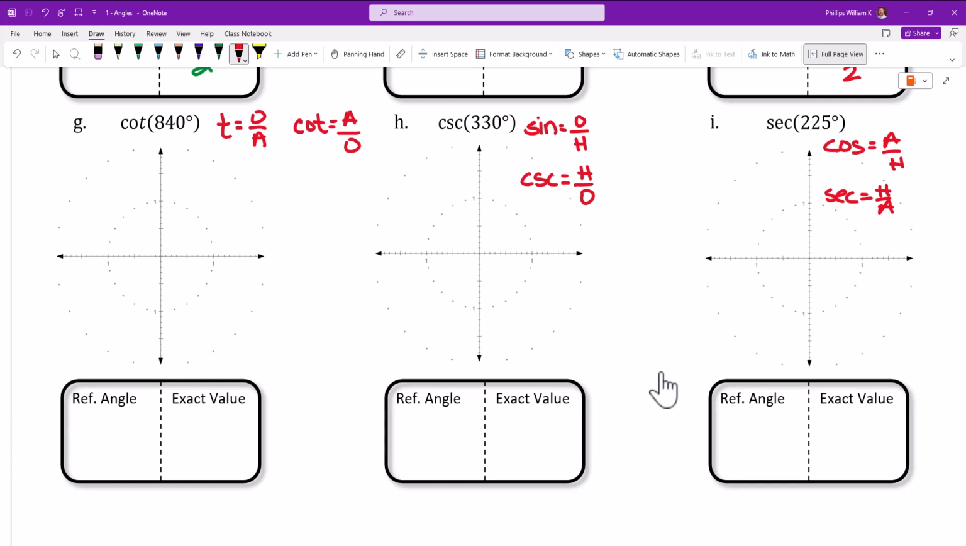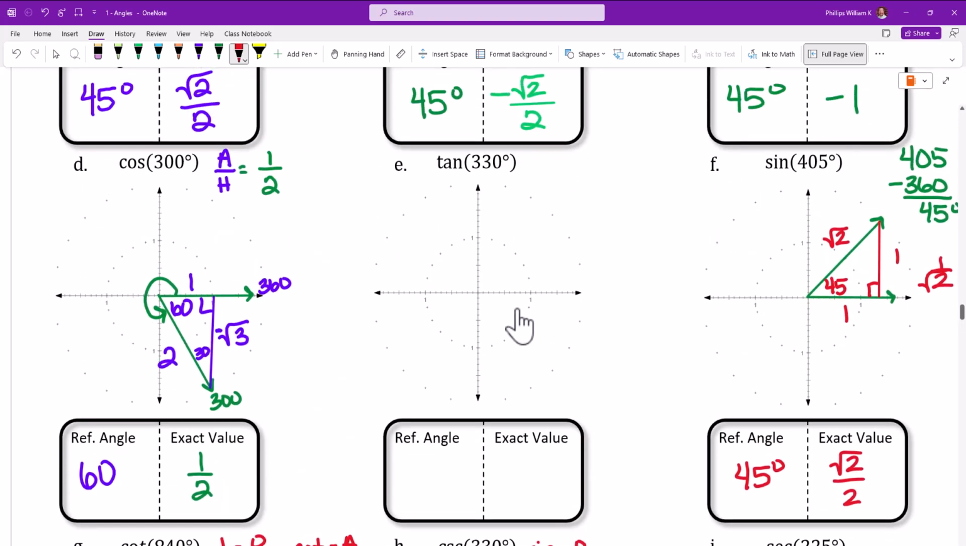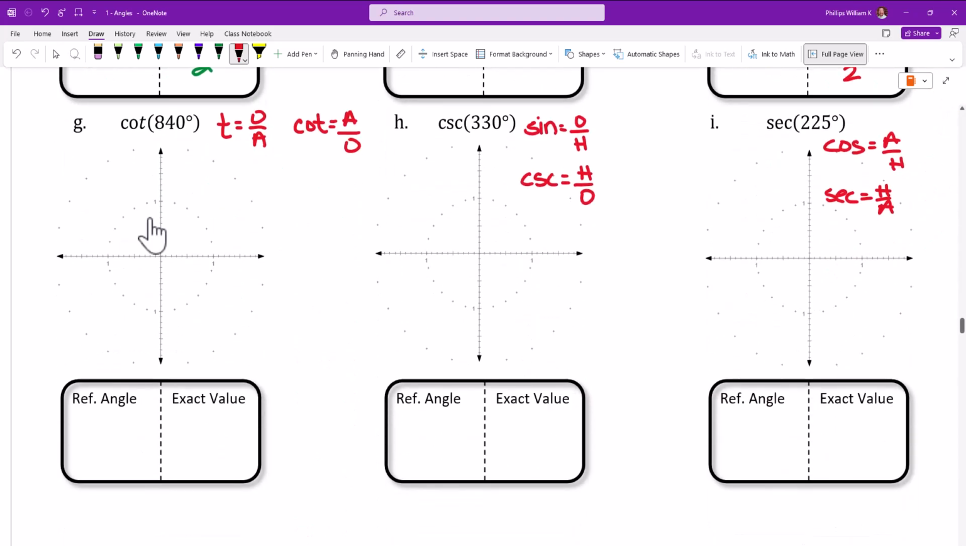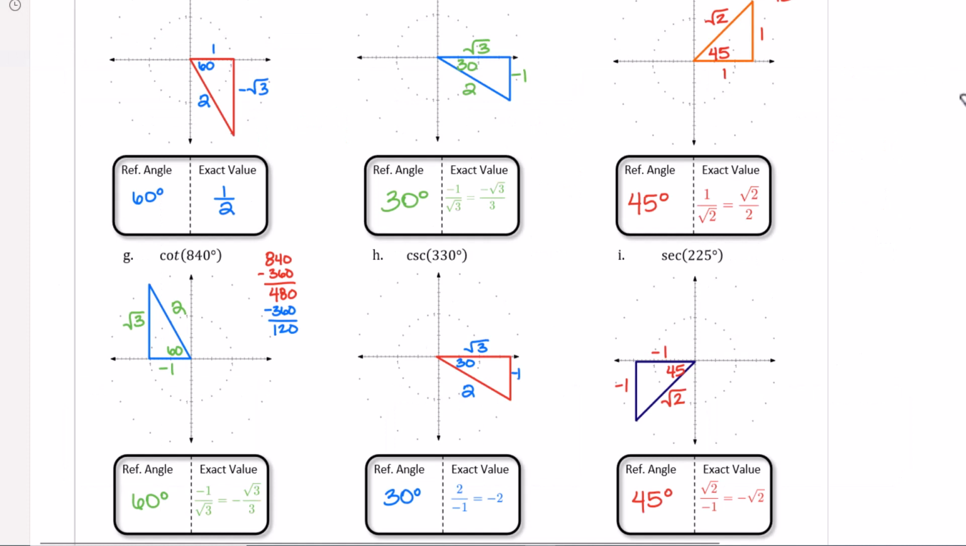Now, I'm going to give you quite a few seconds, and I want you to try letter E, and then I want you to try G, H, and I. So go ahead and pause the video. You need to try these. In the homework assignment, you are going to have to do this, and you will not have me just randomly pulling up answers.